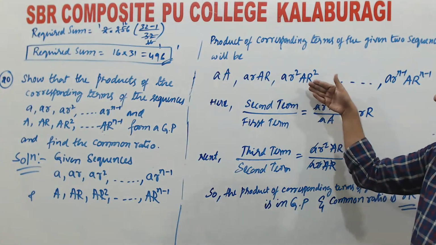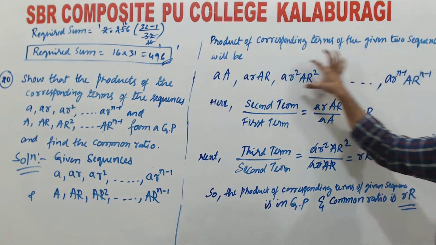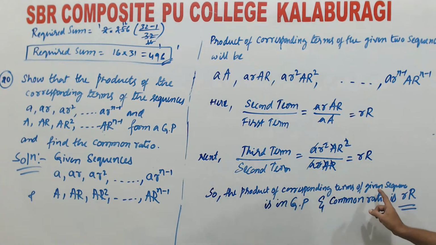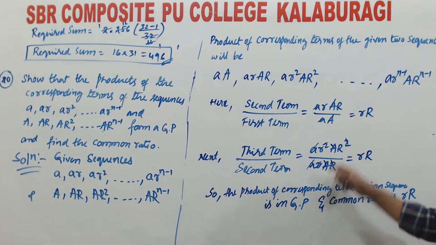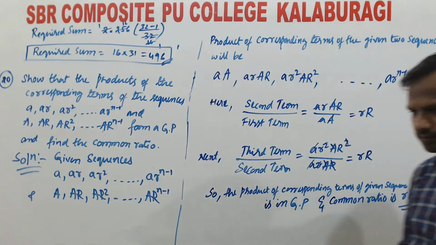And to show this is a GP, we did it in this way. You should mention it at the last as the conclusion. So what is this sequence actually? The product of corresponding terms of the given two sequences forms what now? GP. How? From this. Okay. So try that.